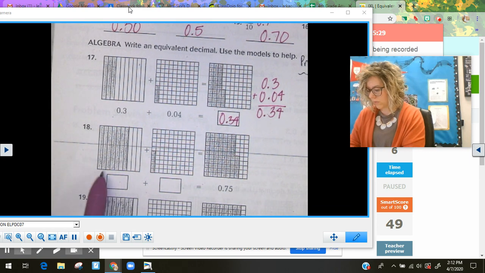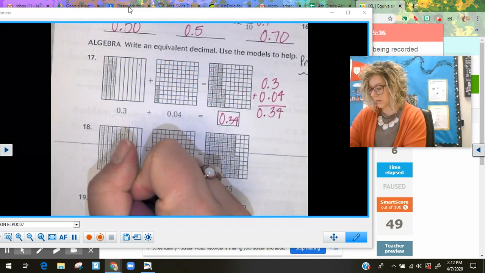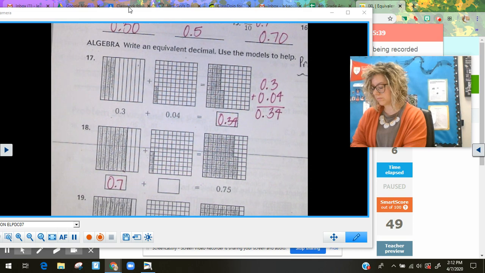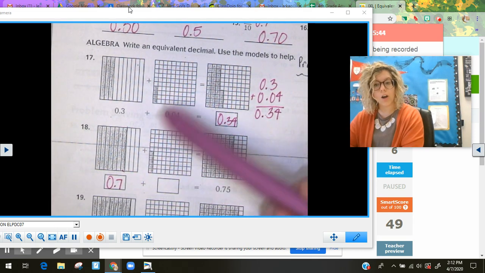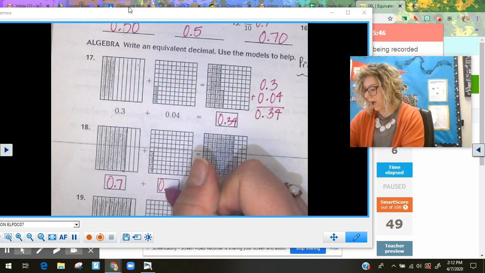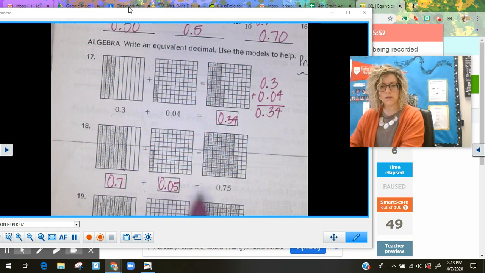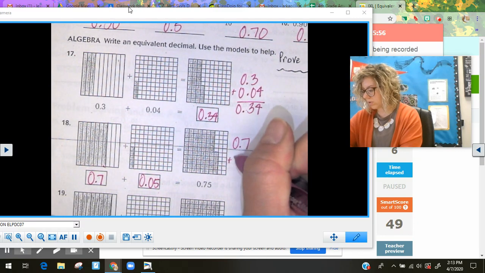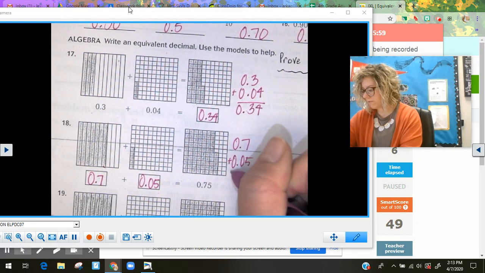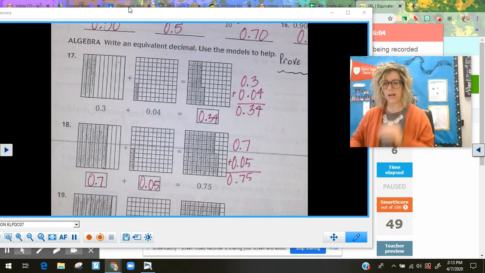Next one. How many of these are shaded in? 1, 2, 3, 4, 5, 6, 7. And these are the tenths, so I need to make it 7 tenths. How many of these are shaded in? 1, 2, 3, 4, 5, but this is a hundredth, so I need to make this 5 hundredths. So add in your 0 so that your 5 ends in the hundredths place. And now if we were to add them, we would get 0.75. 0.7 plus 0.05. 5 plus nothing is 5. 7 plus 0 is 7. Bring down your decimal. Boom shakalaka.